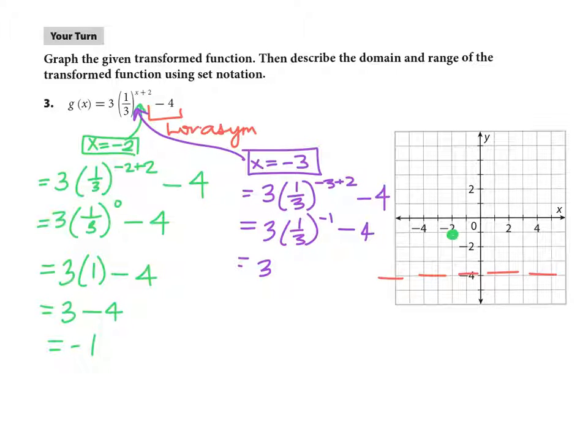Right, negative 1 is going to cause a reciprocal, so instead of 1/3, this is going to become the whole number 3 now. And then that's easy to multiply, 9 minus 4, which is 5. So at negative 3, I'm going to plot the point 5. And I'm going to draw a curve. It's decay, so we want it to get really small really quickly, but never hit that asymptote line. Hopefully that exponent stuff makes a little bit more sense this time around.